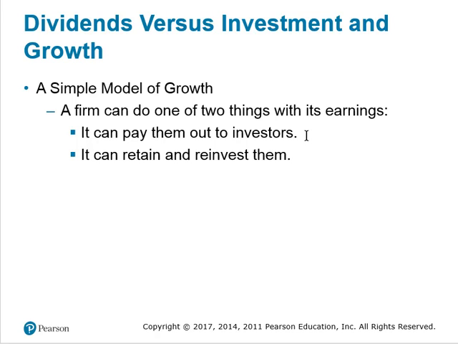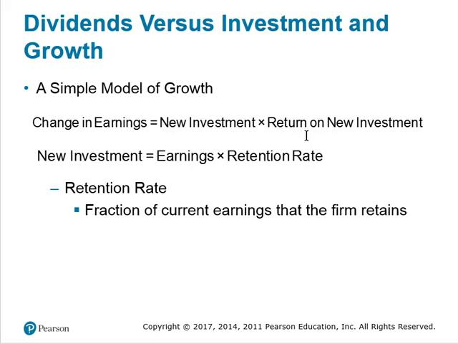The increase in return is the growth rate of earnings and the growth rate of dividends. The change in earnings of a company is the new investment times the return on new investment. The new investment is the earnings multiplied by the retention rate. Again, this retention rate is just the opposite of the dividend payout ratio. So if you pay out 25% of your earnings as dividends, that must mean you retain 75%, and the retention rate would be 75%.